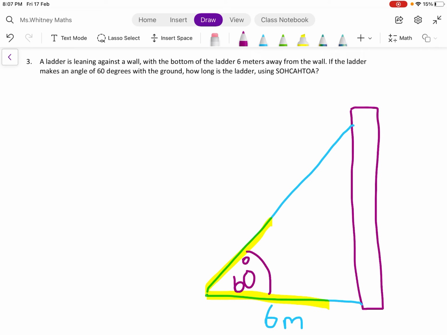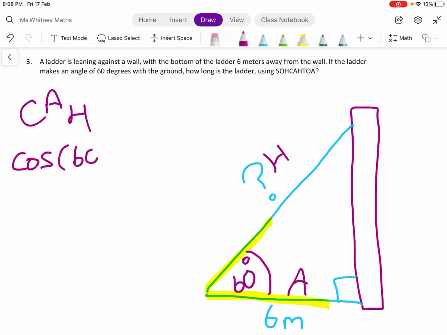It's asking here, how long is the ladder? So it's actually asking us to calculate this part, the hypotenuse. So we are using the hypotenuse and we also have the adjacent. So using SOHCAHTOA, we are going to use CAH. So we know that cos of 60 equals adjacent over hypotenuse. So we know that 6 divided by h.